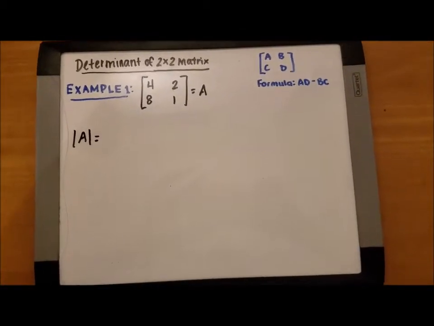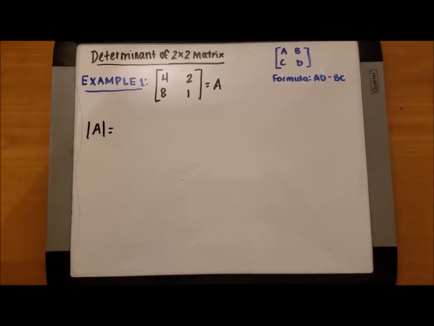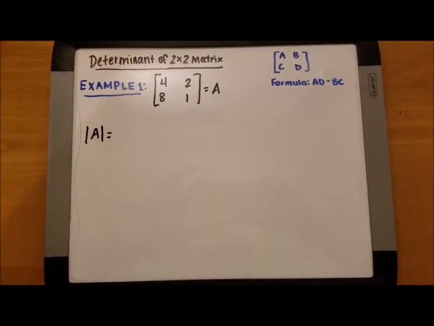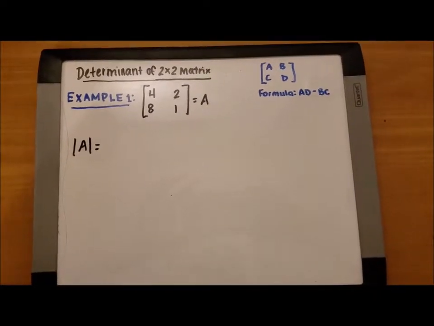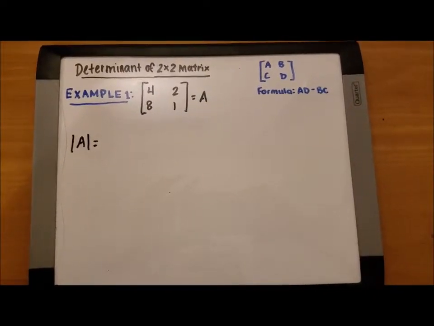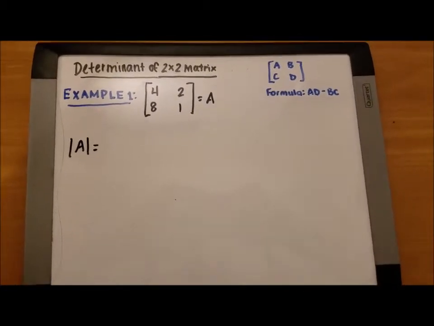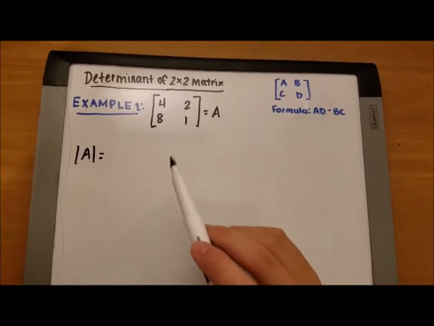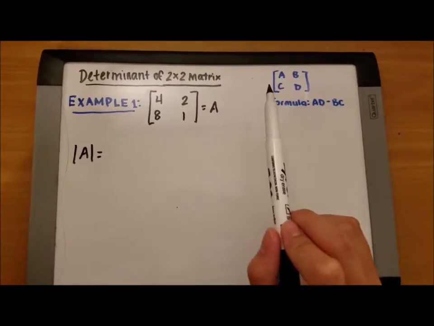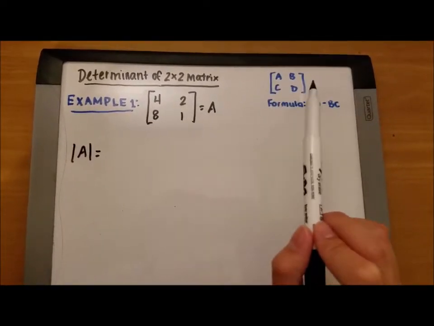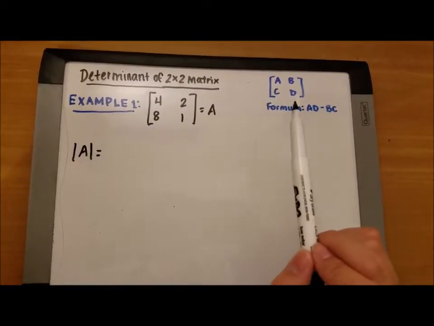Now we are going to do a few examples of actually using the formula to find the determinant of a few 2 by 2 matrices. Here is our first example. We have a matrix called A, and at the top right I wrote down the formula to remind ourselves what it is. According to the formula, 4 is A, 2 is B, 8 is C, and 1 is D.